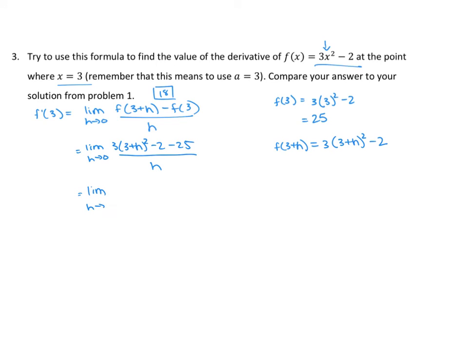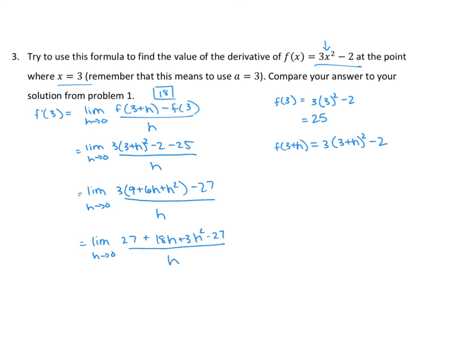So I have the limit as h goes to 0 of 3 times, don't forget to FOIL, that's 9 plus 6h plus h squared, minus 27, all over h. If we distribute that 3, I have 27 plus 18h plus 3h squared minus 27. I can see that my constant terms, my 27s, are going to reduce, which is good. That's a good sign because we want that to happen.